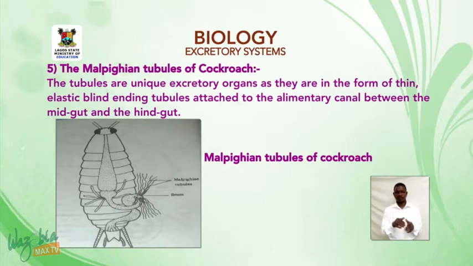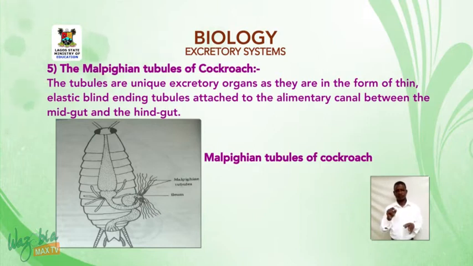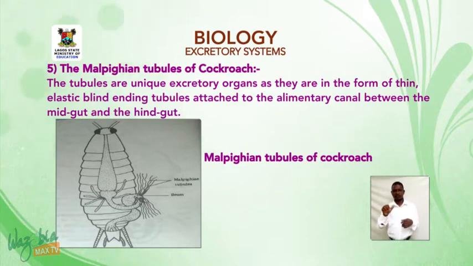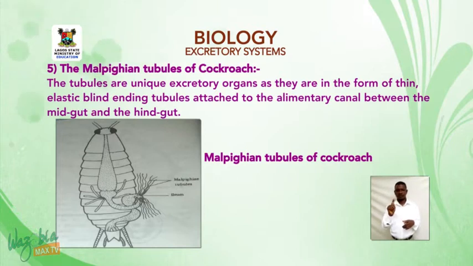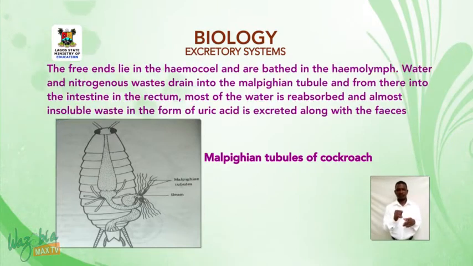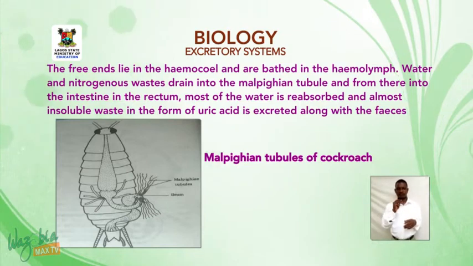The tubules are unique excretory organs as they are in the form of thin, elastic, blind-ending tubules attached to the alimentary canal between the midgut and the hindgut. The free ends lie in the haemocoel and are bathed in the hemolymph.